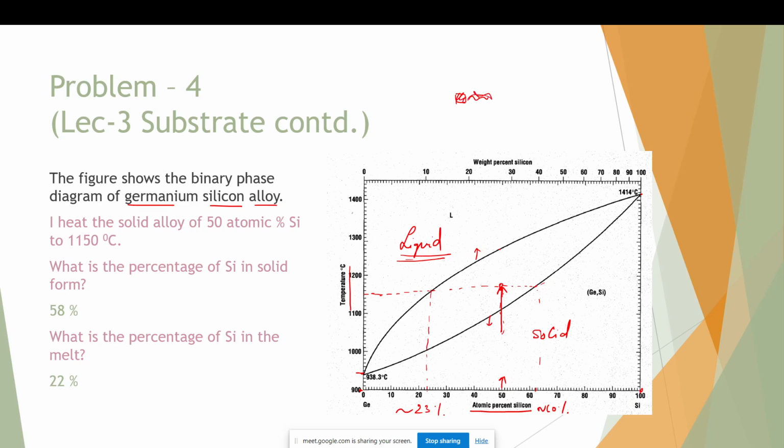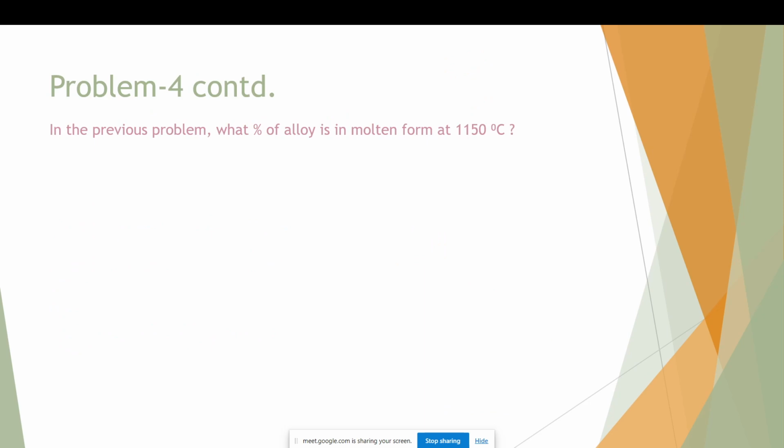So in the solid portion, what percentage is silicon? That is the question. I got your question, but I'm just generally asking the percentage between the solid and liquid. How many percentage silicon is liquid and solid? Yeah, so that was my next question. So I put it as a continuation question. What is the percentage of alloy in the molten form? It's actually quite easy to do this.